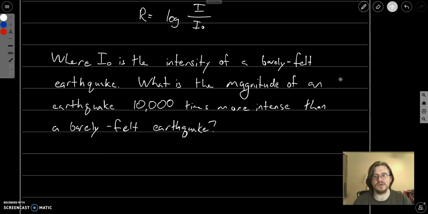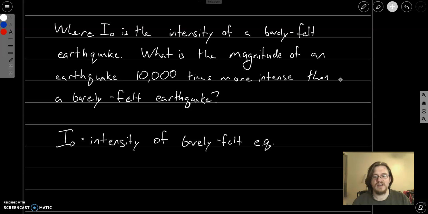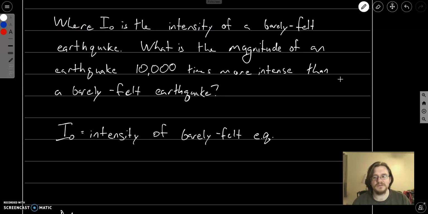So to start with, if I naught was the intensity of the very weak earthquake, the barely felt earthquake, one that's 10,000 times more powerful is going to be 10,000 times I naught. This is going to be the intensity of the bigger earthquake.